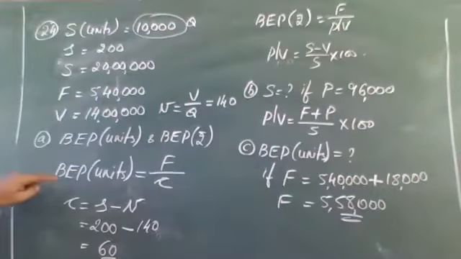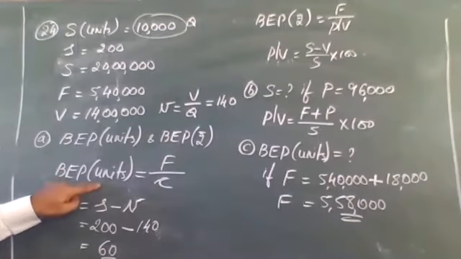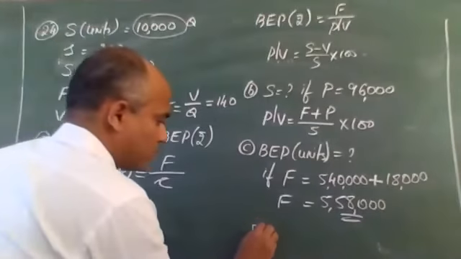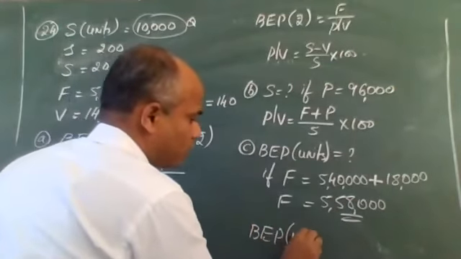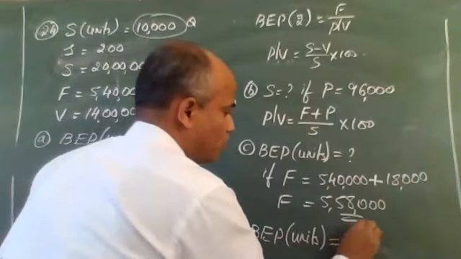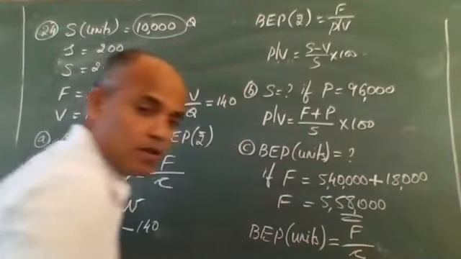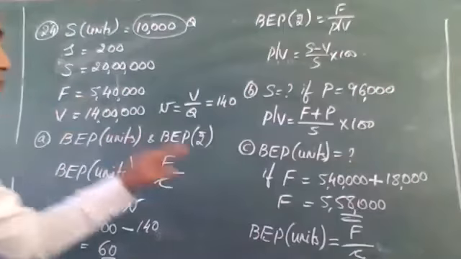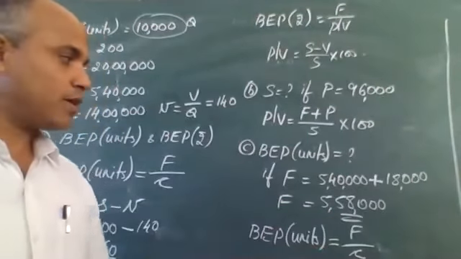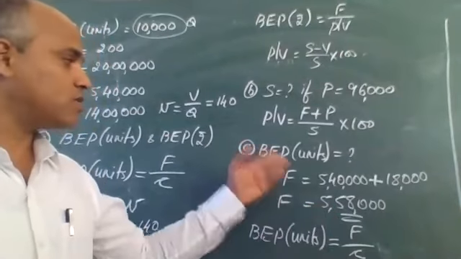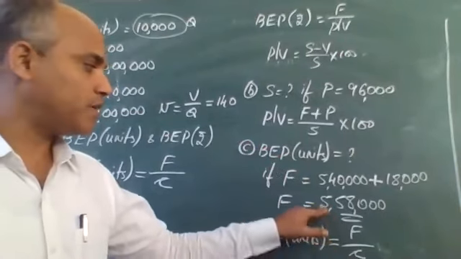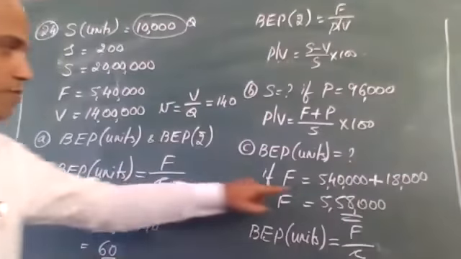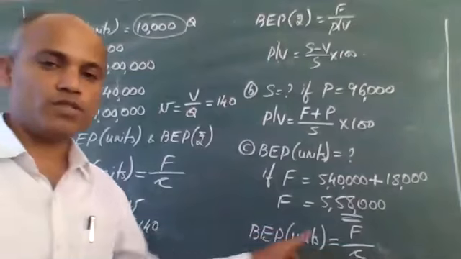Good. Come back here. You already calculated break-even point units formula. BEP is equal to fixed cost by contribution per unit. So you will apply the same formula. Break-even point units equals fixed cost by small c. Now tell me guys, which fixed cost will you take? You should take 5,40,000 or you should take 5,58,000? You should take 5,58,000 because it's the situation asking you. So 5,58,000 divided by contribution per unit, which is here 60 rupees. So 5,58,000 divided by 60 will give you this answer.